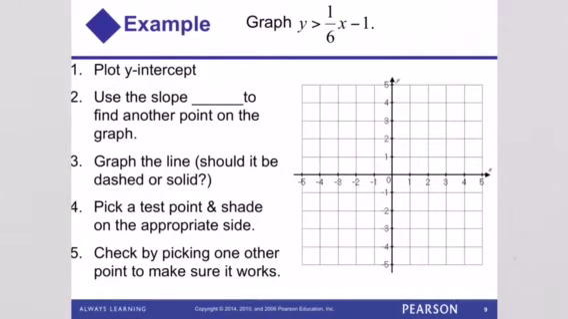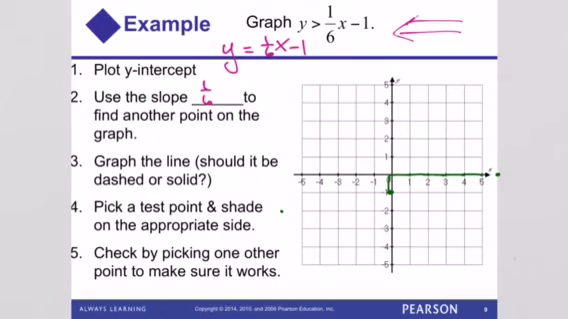Note, this equation is already in y equals mx plus b form. To graph the boundary line, we're going to graph y equals 1/6 x minus 1. So we're going to plot the y-intercept, which is -1, and then we're going to use the slope. We're going to go up 1, rise, and over 6. 1, 2, 3, 4, 5. 6 is going to be over here.